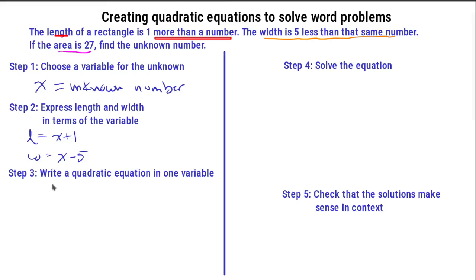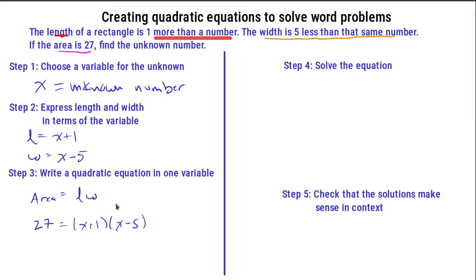Step 3, we want to write our quadratic equation. So we're going to use the area here. Right? Area is L times W. L is x plus 1. W is x minus 5. And the area is 27 square units. 27 equals x plus 1 times x minus 5. This is our quadratic equation.